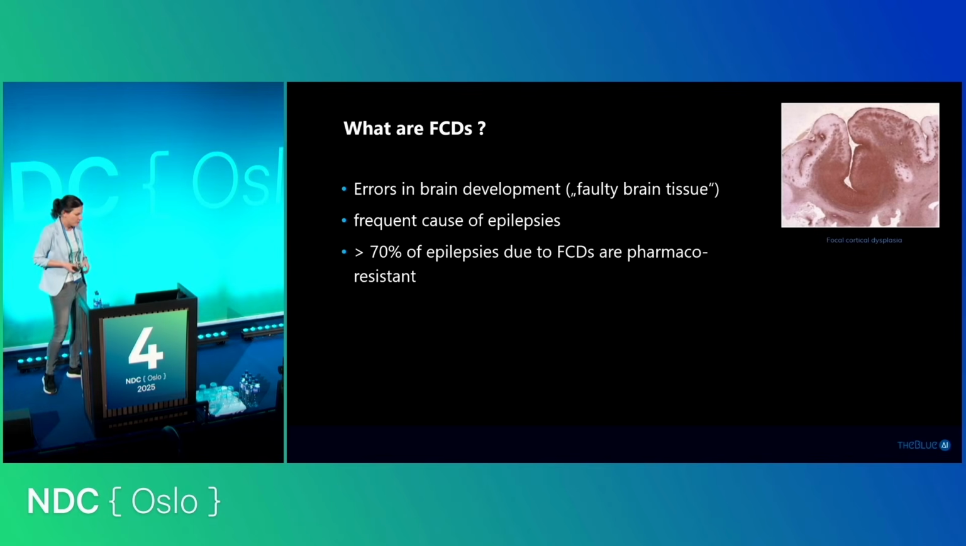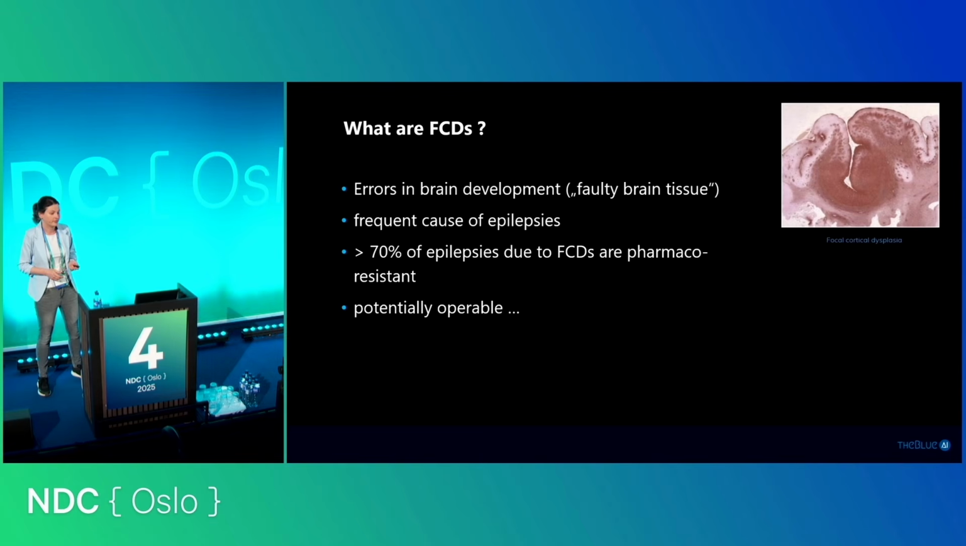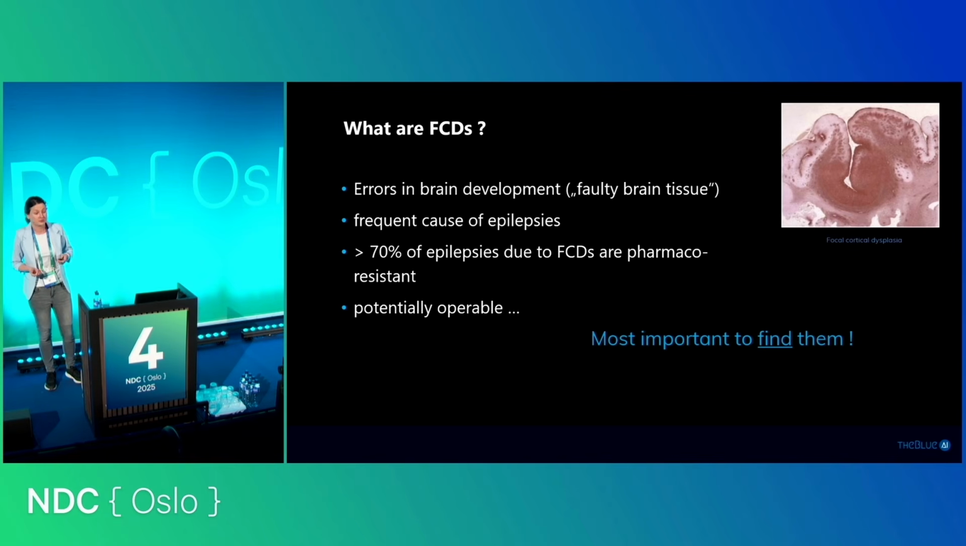And fortunately for some people, they can just take drugs and live a normal life, but some of them cannot. So they have so-called pharmacoresistant epilepsies. And for more than 70% of them, FCDs are the cause. The good news here is that they are potentially operable, but the tricky part is to find them.